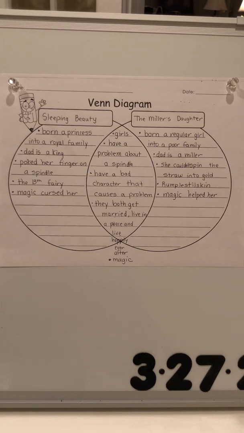So this was a review of the activities that you completed for Rumpelstiltskin and Sleeping Beauty. If you want to go back and add anything to your activities, you absolutely can, especially if you're keeping them in a journal at home. That way you can always go back to them as a resource for information.